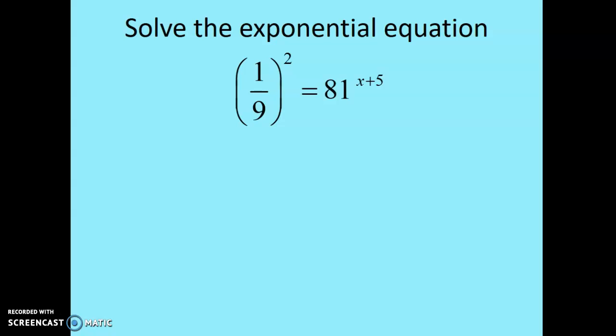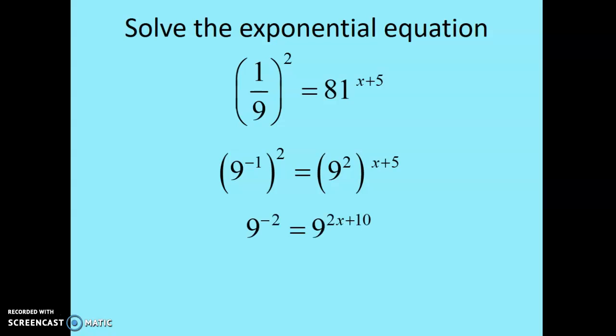All right, and then we go to the 81. Okay, what number as a base gives you 81? Well, that would be 9 squared. So we're going to change the first 9, the 1 over 9, to be 9 to the negative 1 power, and the 81 to be 9 squared. Then you'll multiply the exponents together so that you have negative 1 times 2 and 2 times x plus 5. All right, now that the bases are the same, we can get rid of the bases and set the exponents equal to each other and then solve for x.